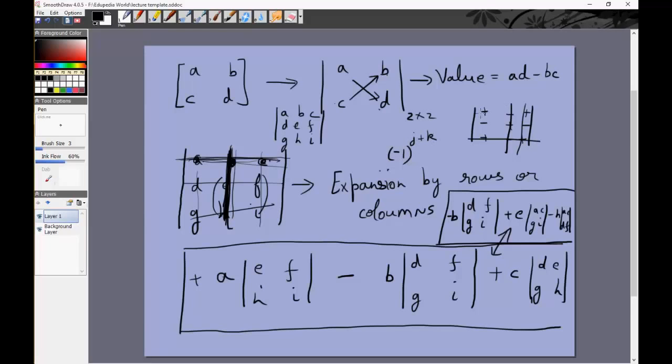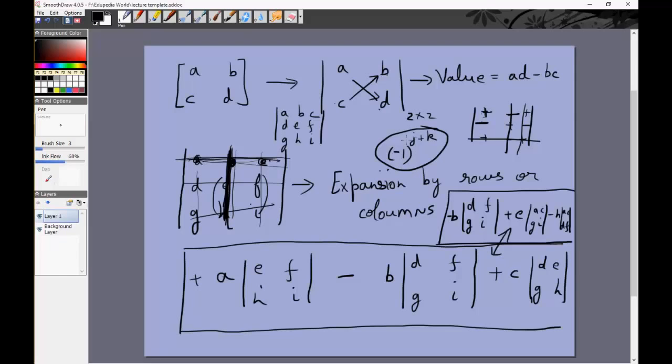So first row, first column, 1 plus 1, 2, minus 1 to the power 2 is 1, so it's a plus. First row, second column, minus. Second row, first column, minus. So if you're talking about the entry in the jth row and the kth column, it has a sign in front of it given by minus 1 to the power j plus k.